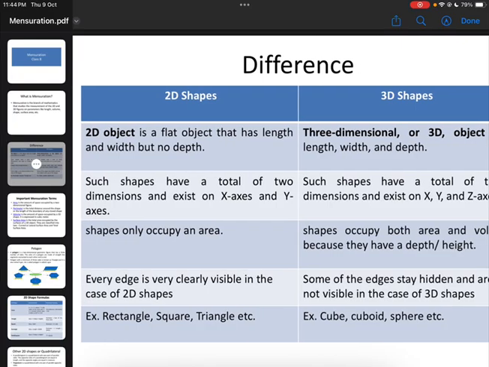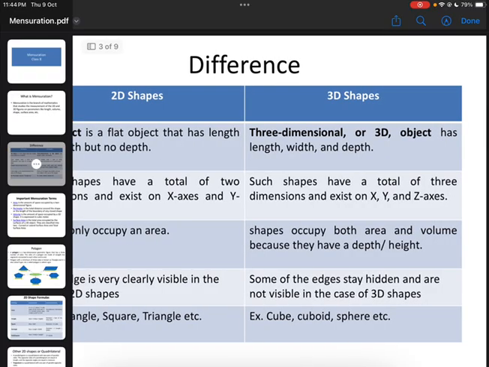There is a difference between 2D and 3D shapes. 2D shapes are objects which are flat, that have length and width but no depth. And on the other hand, 3D shapes have length, width and depth.